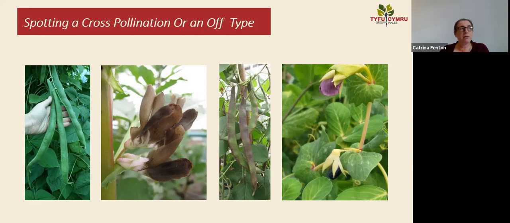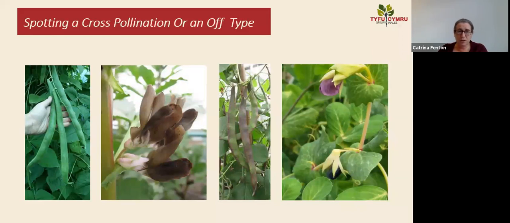So I'm going to just talk through a runner bean example here, just to give you a feel for the kind of judgments that we have to make when we're deciding whether something is to be selected out, rogued out, or whether in fact it's evidence of cross-pollination. So this one on the left-hand side, this is Jessex Longan. It's a variety known for being a long-podded runner bean. And we decided to sample grow out 10 plants.